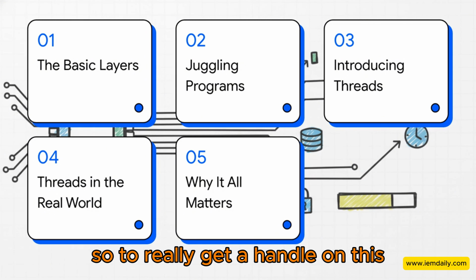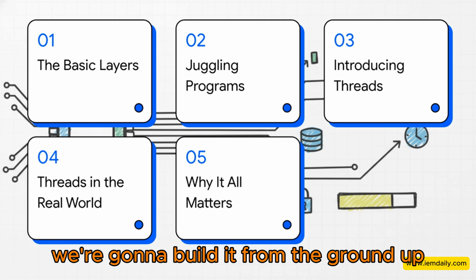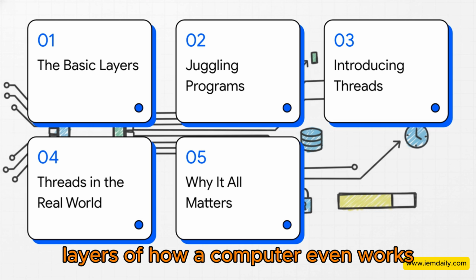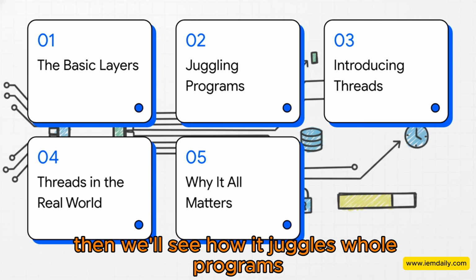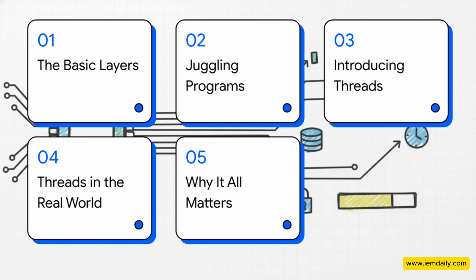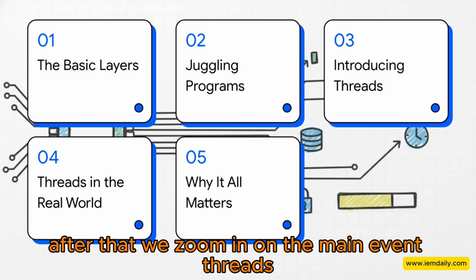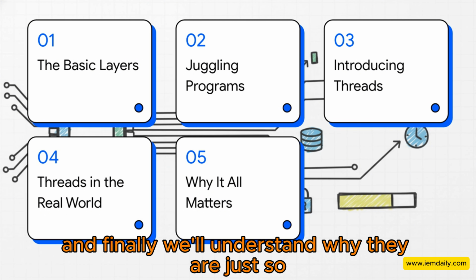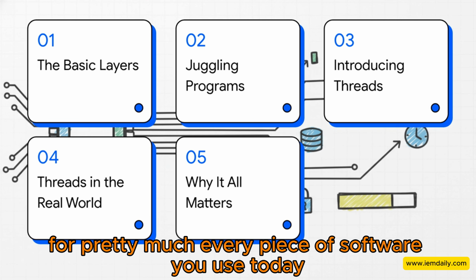So to really get a handle on this, we're going to build it from the ground up. First, we'll cover the basic layers of how a computer even works. Then we'll see how it juggles whole programs. After that, we zoom in on the main event, threads. We'll see them out in the wild. And finally, we'll understand why they are just so important for pretty much every piece of software you use today.